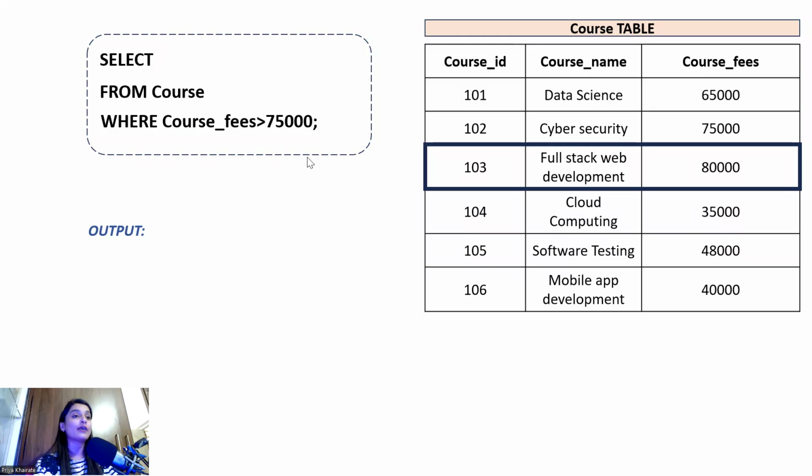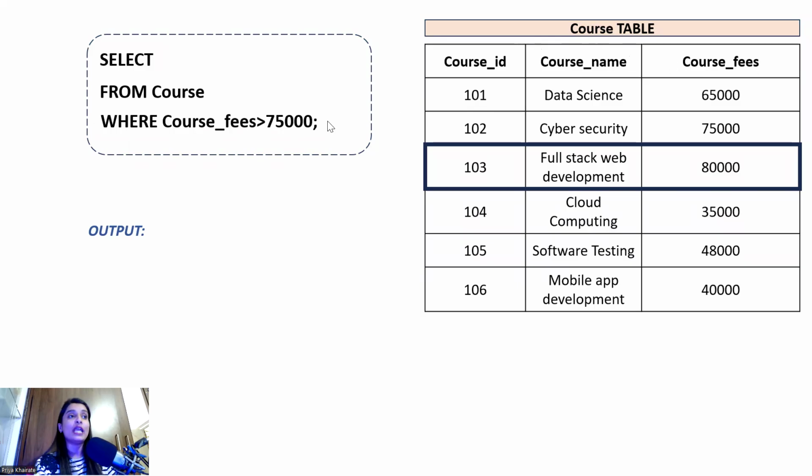Okay, now check, I have fixed this issue. See, wherever course fees is greater than 75. So course fees is a column of the course table. So it will go to the course table. It will check where the course fees column is here.